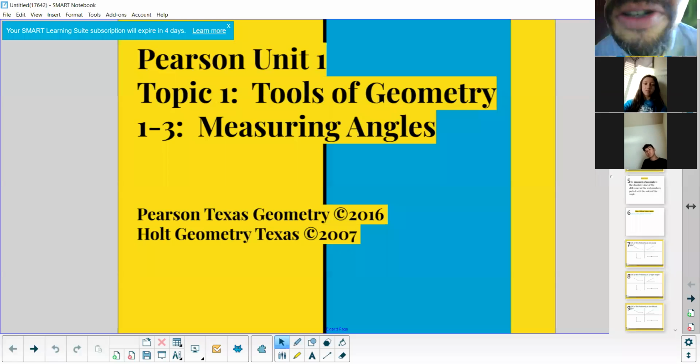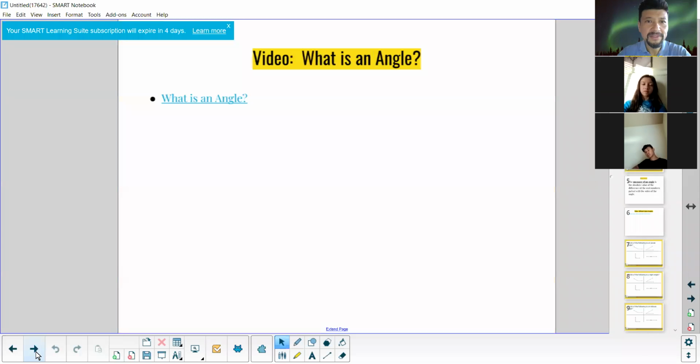Okay, now these are tools for geometry, and so we're going to be talking about measuring angles. All right, good. So with that, Celeste, what is an angle? An angle. Yeah. Remember, most people have a hard time with this.